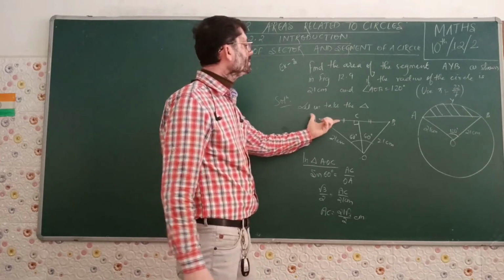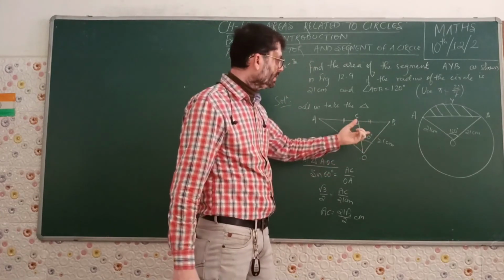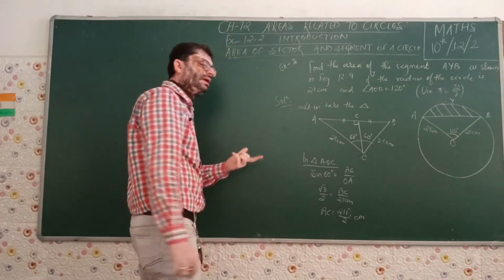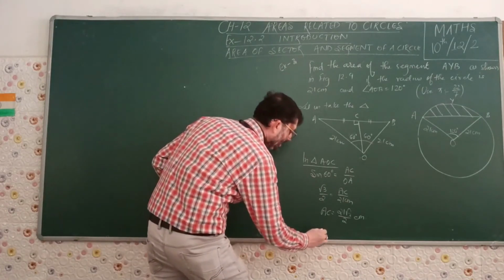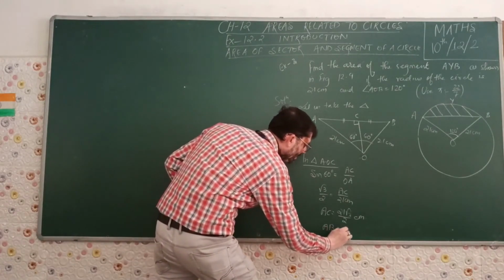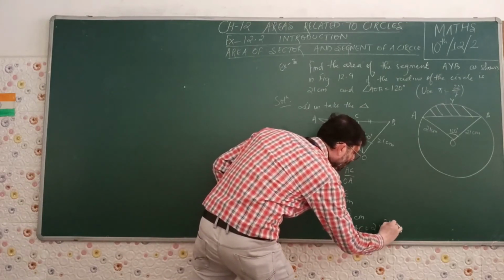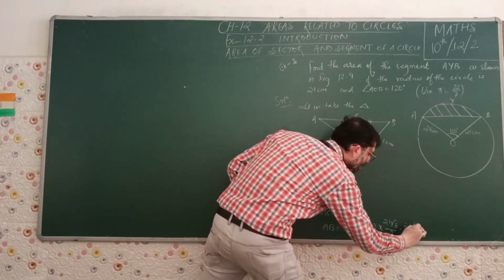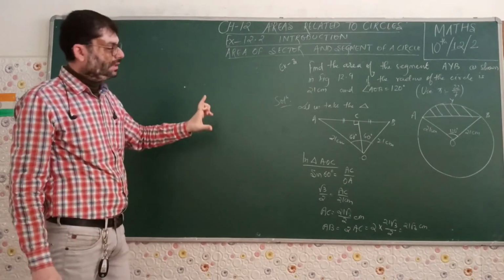Now AB is double of AC because AC is equal to BC, which we have established: the perpendicular drawn from the center to the chord bisects the chord, so two equal halves are there. So AB can be twice AC. So this is 2 into 21 root 3 by 2, and this can be written as 21 root 3 centimeters. So we have got AB.